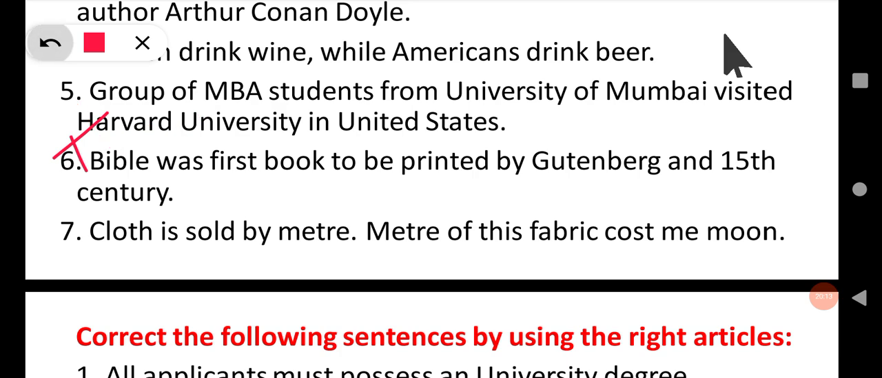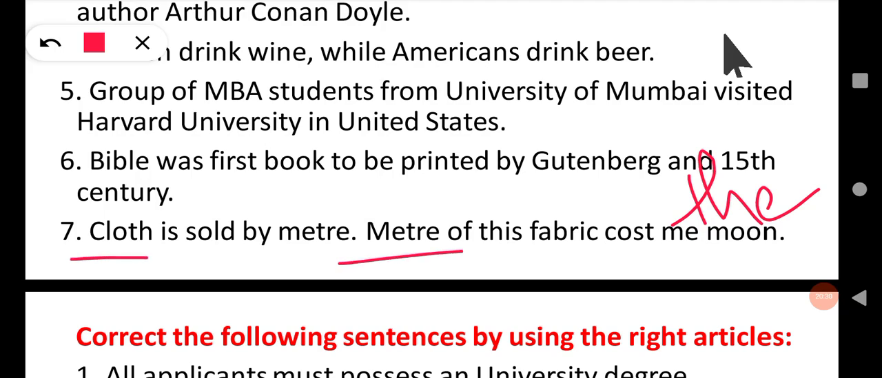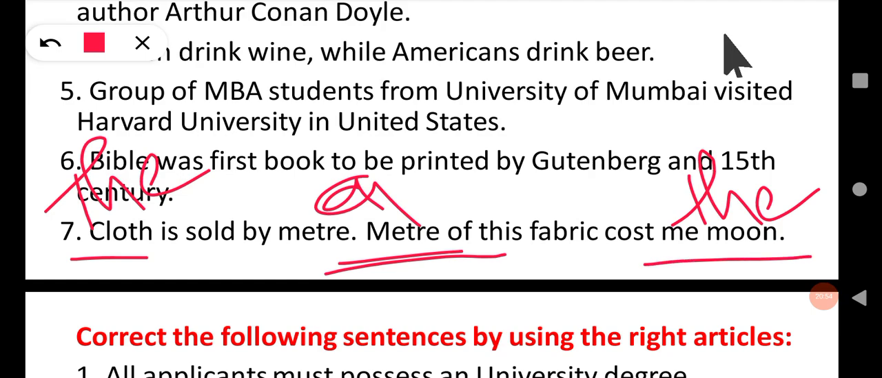Next one. Seventh one. Cloth is sold by the meter. A meter of this fabric cost me the moon. Okay. Remember, even in comparison, if it is the sun or the moon, we have to use the. Next one. Cloth, meter. A meter of this fabric, that is used in a general way. Cloth is sold by the meter. When we say this particular cloth, we have to say the cloth is sold by the meter. We are referring to one particular cloth. Here a meter can be any meter, that is not specific. A meter of this fabric cost me the moon.